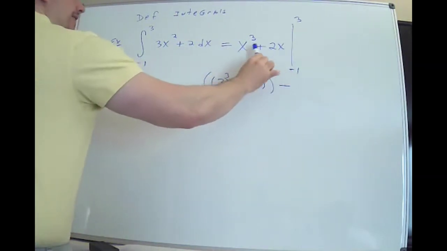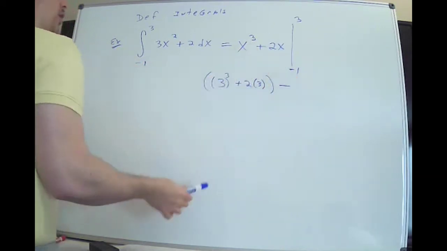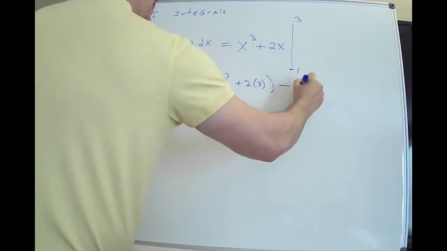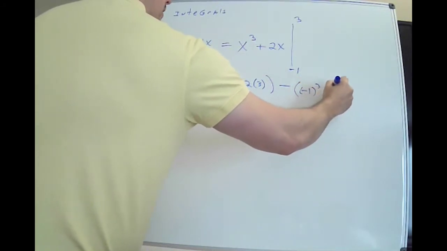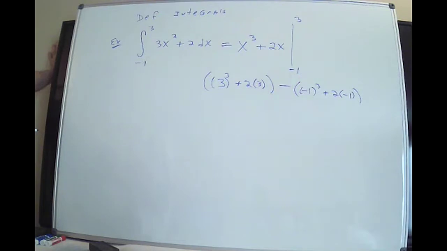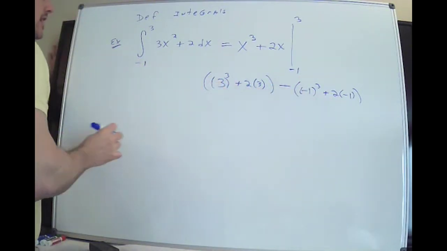I have to compute this thing for x is 3, and then I have to compute it for x is negative 1. So first I plug in the 3. Then you got to plug in negative 1. Be very, very careful here. Even though you guys are in calculus, you can make mistakes with your signs and with your powers very, very easily.